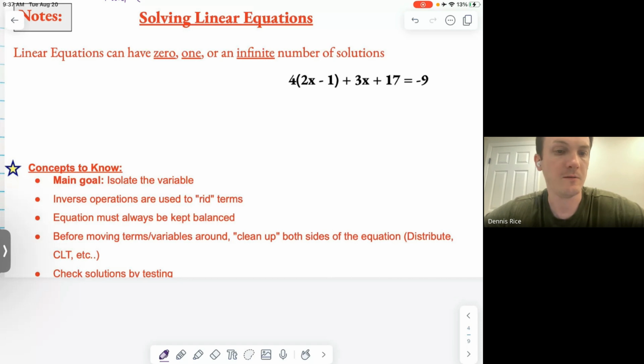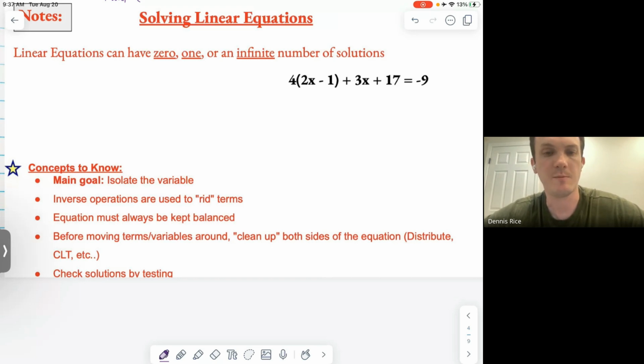Like, oh, if we take off 5 pounds, we got to balance it off. So equations do always have to get balanced on the left and right side of the equal sign. Whatever you do to one side, you do to the other. Easy concept. Before moving things around, clean up both sides of the equation. So before you start playing the game of like, let me move this over here, clean it up.